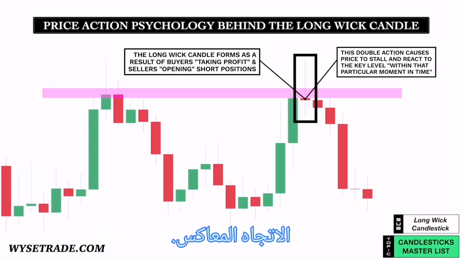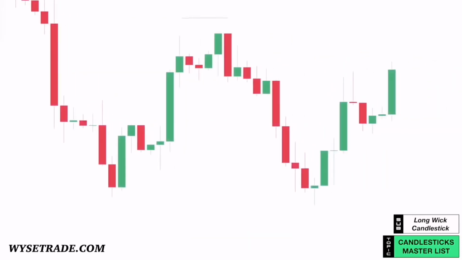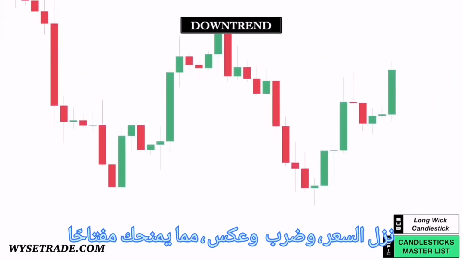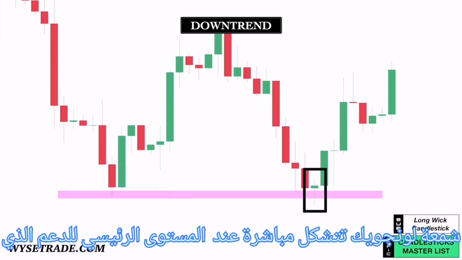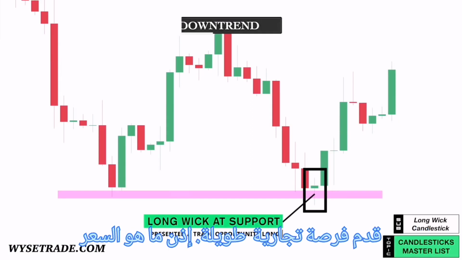Now, going in the opposite direction, price came down, hit and reversed, giving you a key level of support. As price came back down, you had a perfect long wick candle form right at the key level of support, which presented a trade opportunity long.